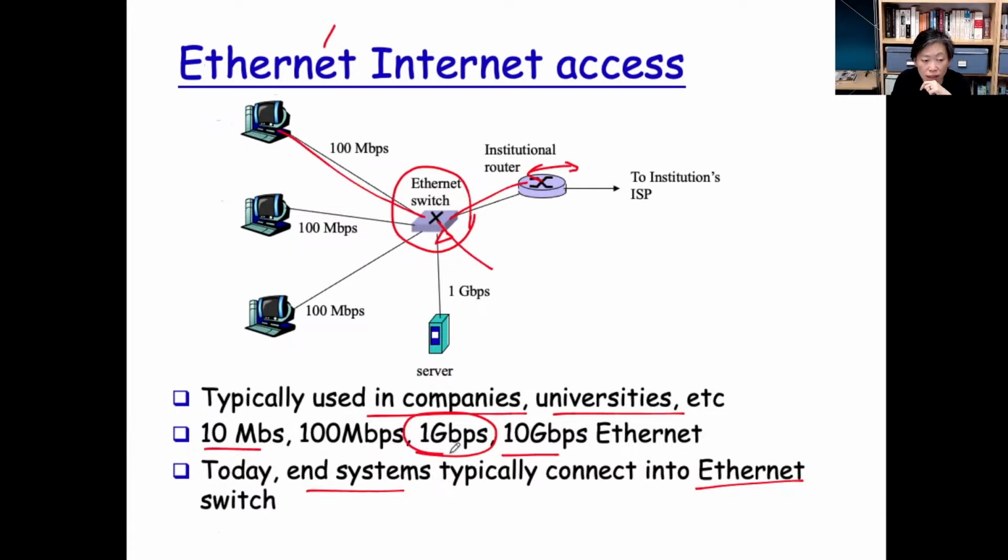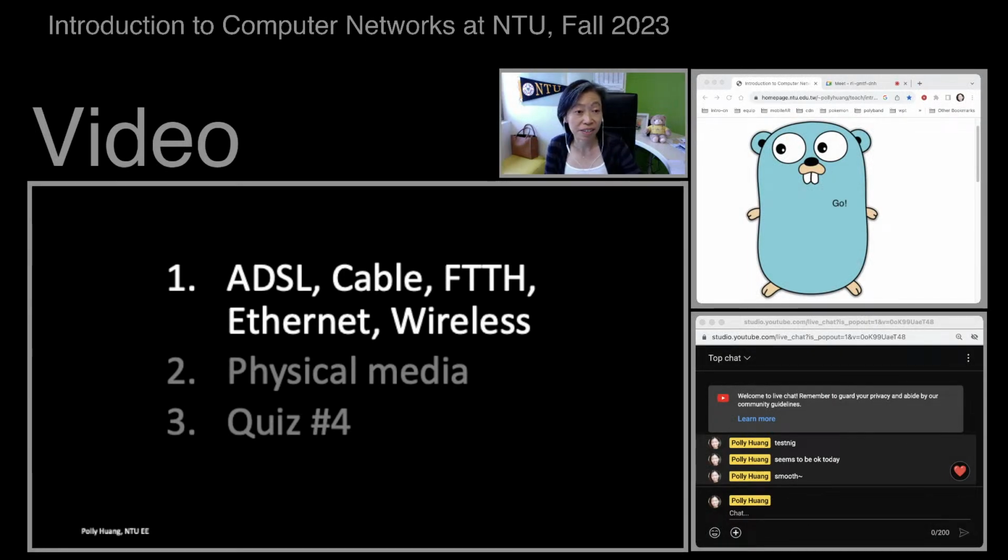And nowadays it's actually dedicated upstream 1 gigabits per second and downstream also 1 gigabits per second. 10 gigabits per second Ethernet is a little bit limited, and only those companies who are, for example, hosting a lot of data, then they need 10 gigabits per second Ethernet, particularly video providers. All right, so that's Ethernet.